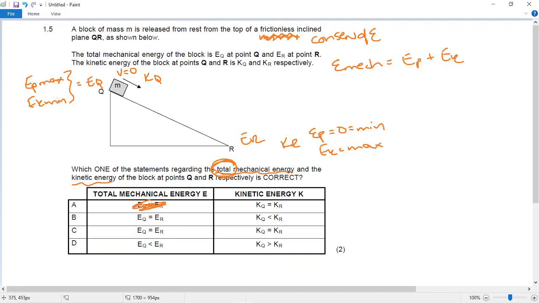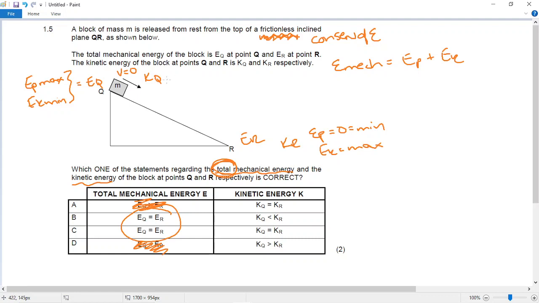So we can immediately lose this answer and this answer, because this is an isolated system. The total mechanical energy will be conserved. It is the same at the top as at the bottom, the energies combined, the mechanical energy, which is the potential plus the kinetic.